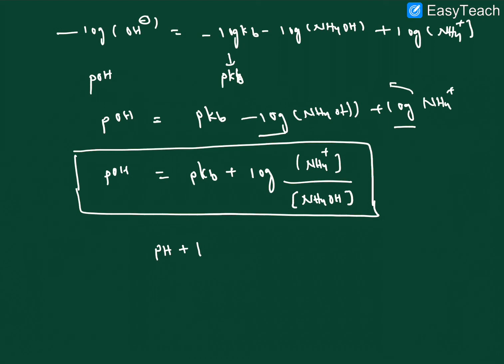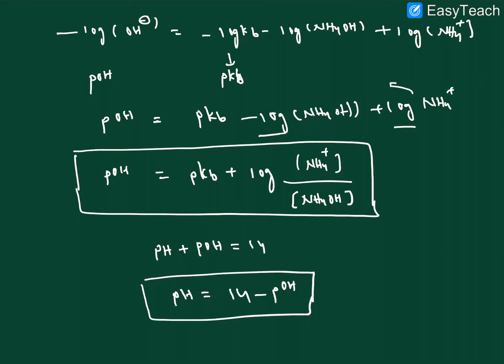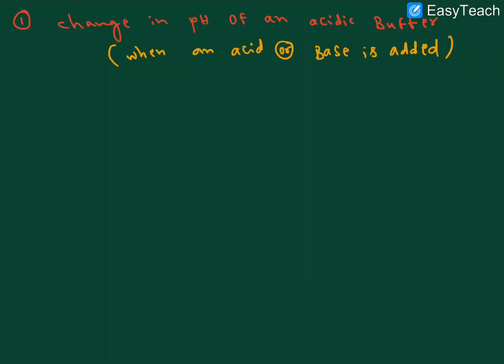But pH we already know. So pH plus pOH equal to 14. So the total pH scale is 14. But we need the pH. pH is equal to 14 minus pOH. So this is the final step, and we'll get the pH. I hope it is clear. Whatever pOH we got, substitute it here, subtract from 14 and you'll get the pH. I hope it is clear.